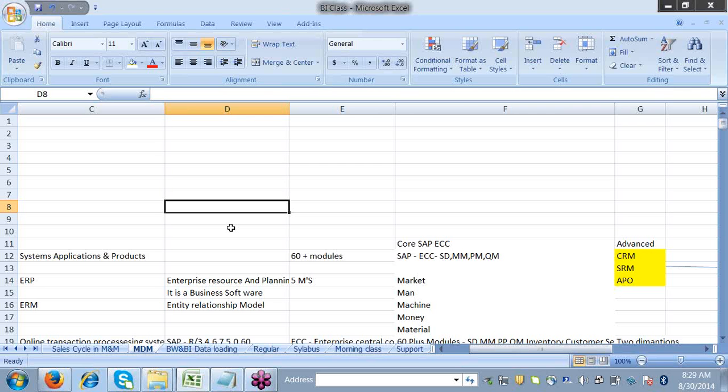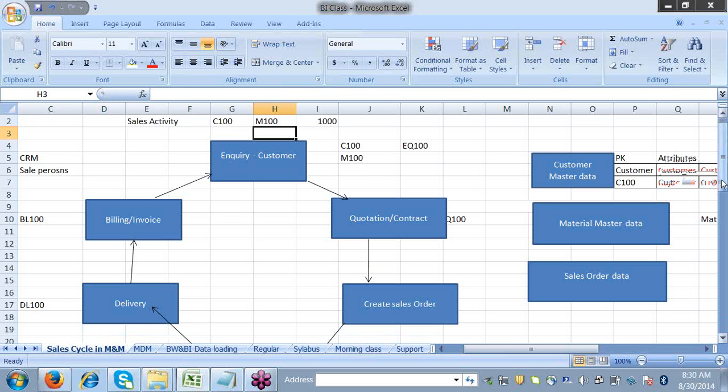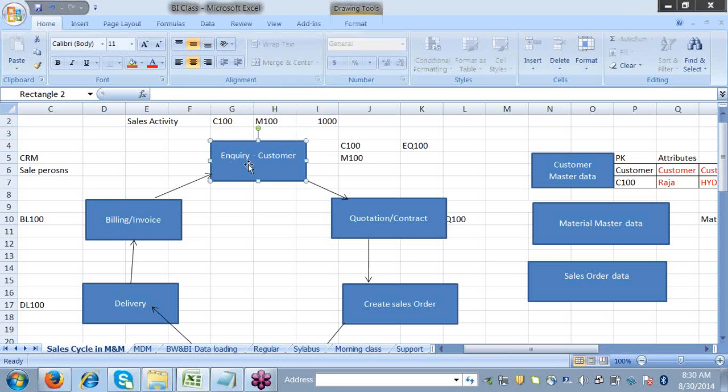Delivered to him. Okay, fine, like that. So one sales cycle will be going like this. Let us say one customer, C100, has visited a dealer showroom, and after that he has inquired about one product. Okay, fine. So let us say he is the customer C100.